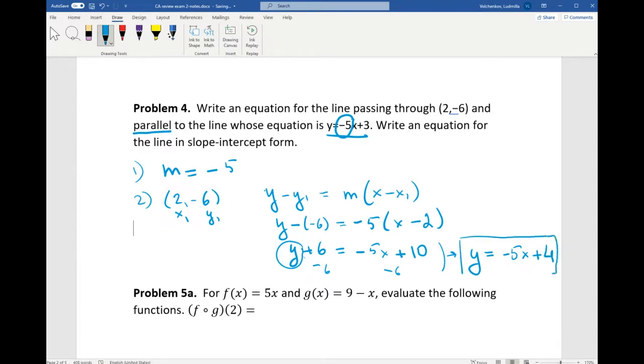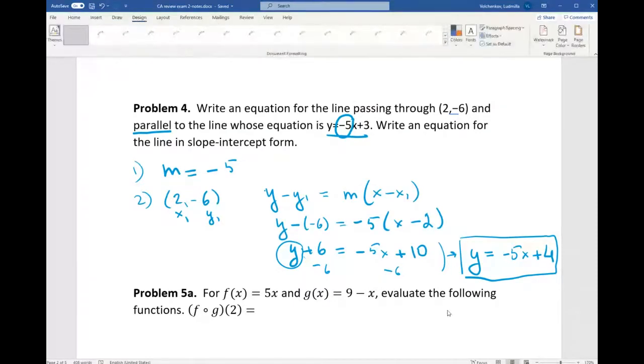So the equation in slope-intercept form. This is the line parallel to the given line, since it has the same slope and passes through (2, -6).